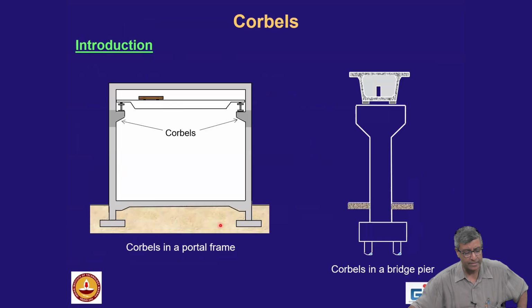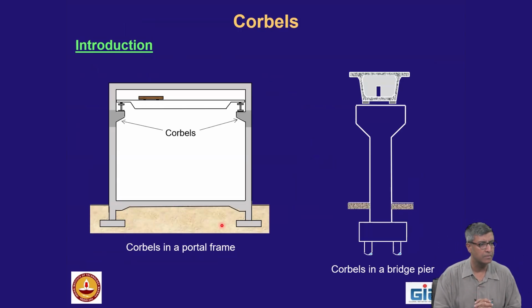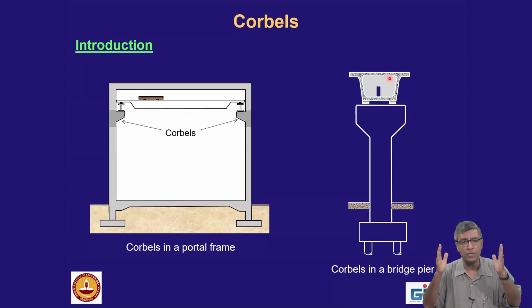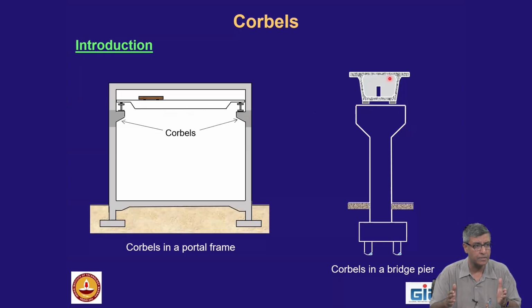Now, this is a schematic sketch. This is the figure I gave you on the first day for your tutorial problem. It's just a one-way frame, and the corbels will support the gantry girders. That means you have to know the loads from the girders to design this corbel. For a bridge pier, the weight of the superstructure comes on this pier cap through the bearings.